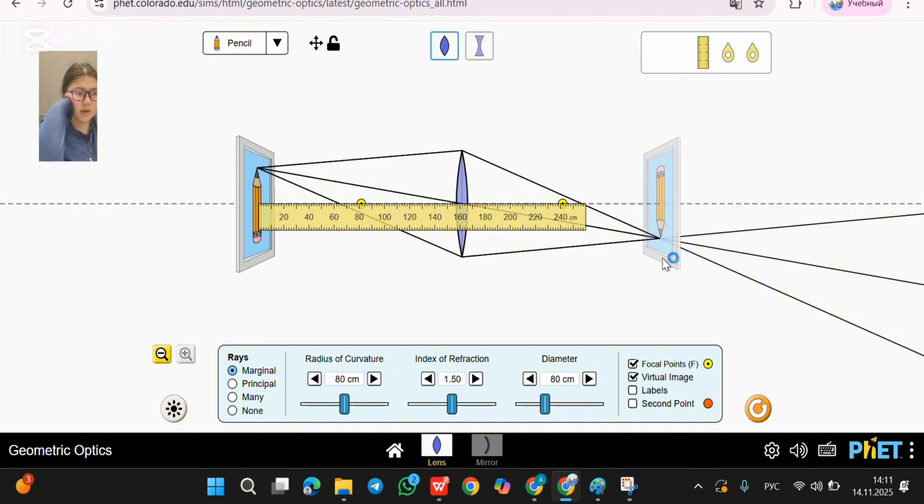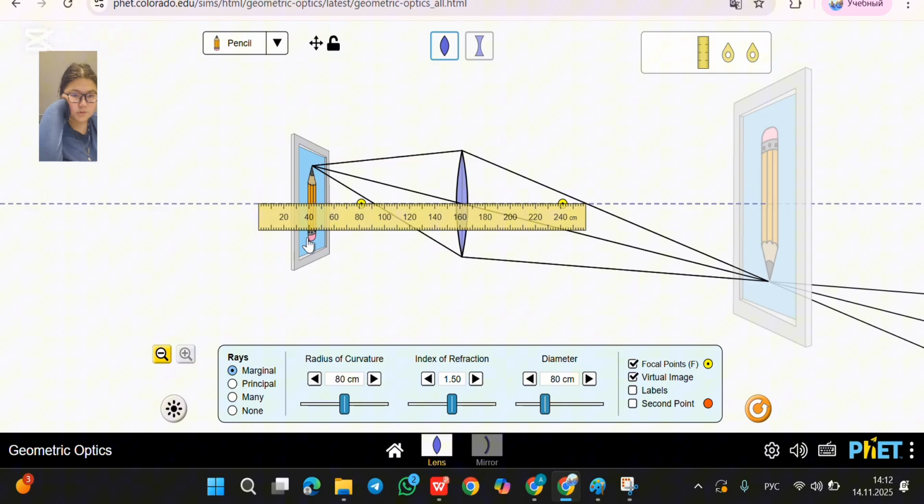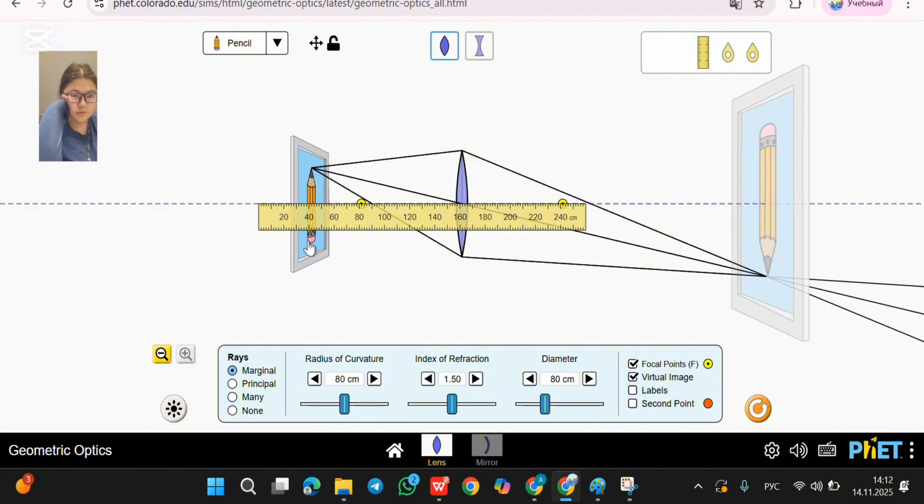So now let's put it between the focal point and the second focal point. Let's put it in the middle, so it's approximately like this. Here we can see that the image is still real. It's inverted and it's large, so it's magnified.